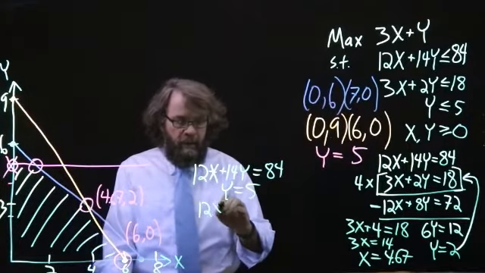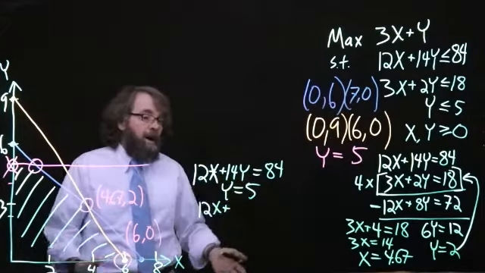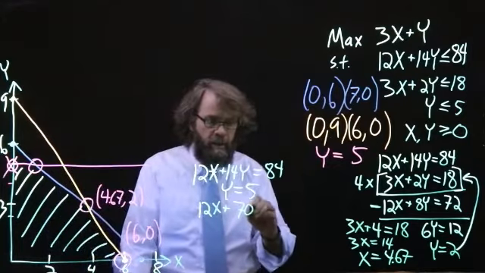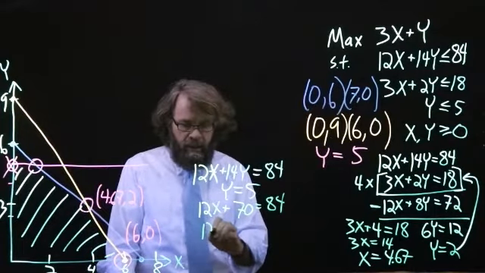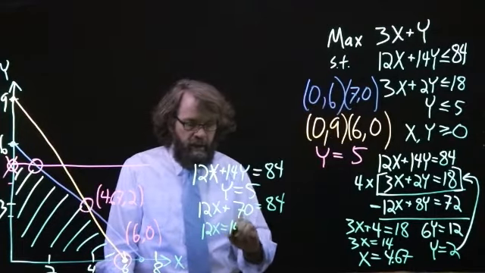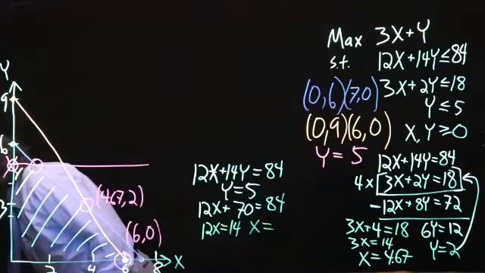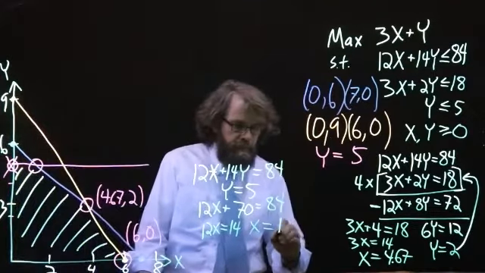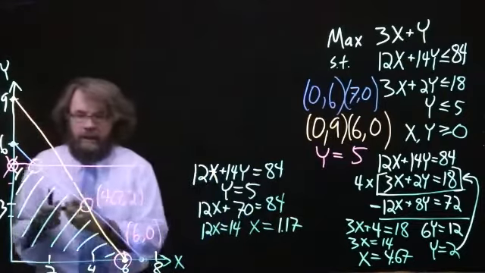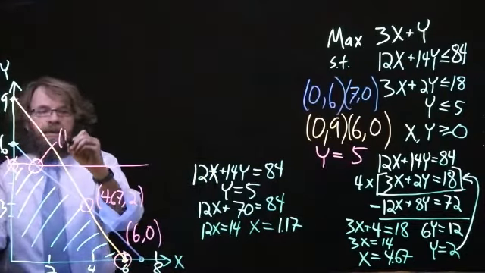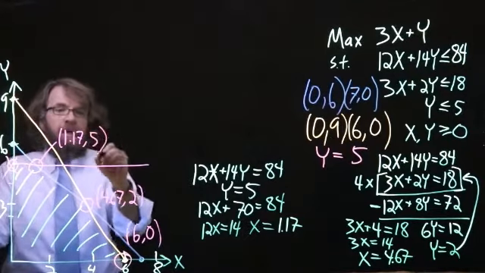So we get 12x plus 14 times y, and y is 5. So 14 times 5 is 70, plus 12x equals 84. So subtract 70 from both sides, and we get 12x equals 14. So x equals 1.17. Okay, so we've got that point as well. This is the point where x equals 1.17 and y equals 5.